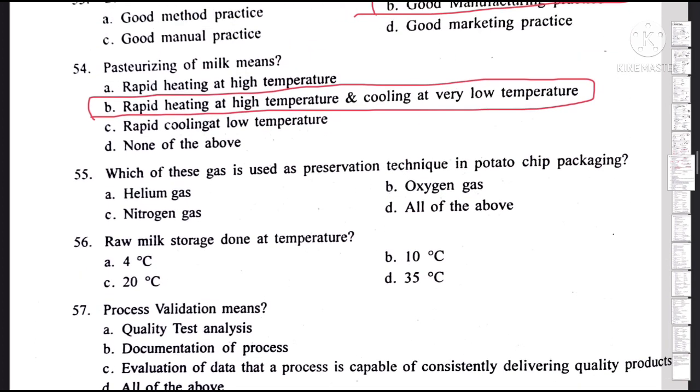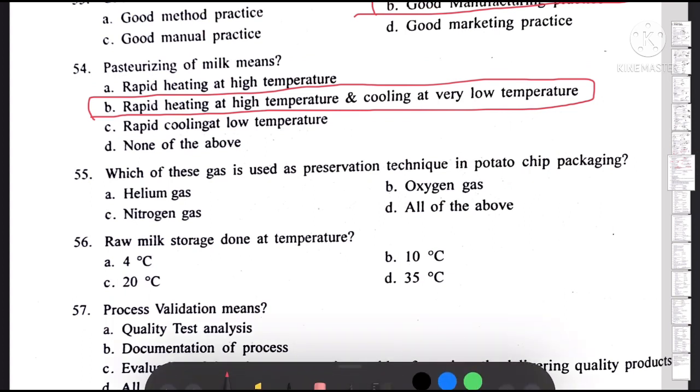Next. Which of these gases is used as a preservation technique in potato chips packaging? The options are helium gas, oxygen gas, nitrogen gas, or all of the above. So the gas used in the preservation technique of potato chips is nitrogen gas. Nitrogen gas is used for packaging because it is an inert gas and it prevents the oxidation of oils present in the chips. So it keeps the chips fresh with no or less breakage.